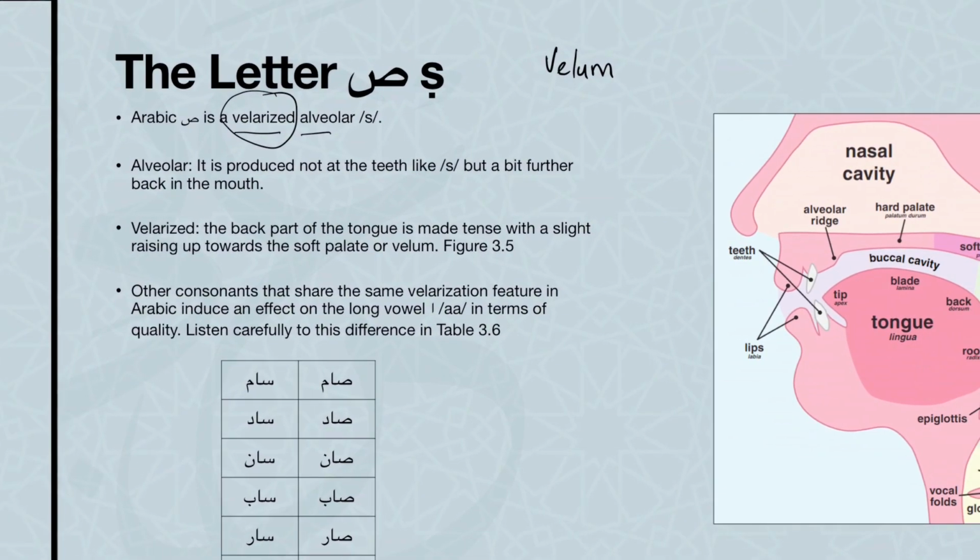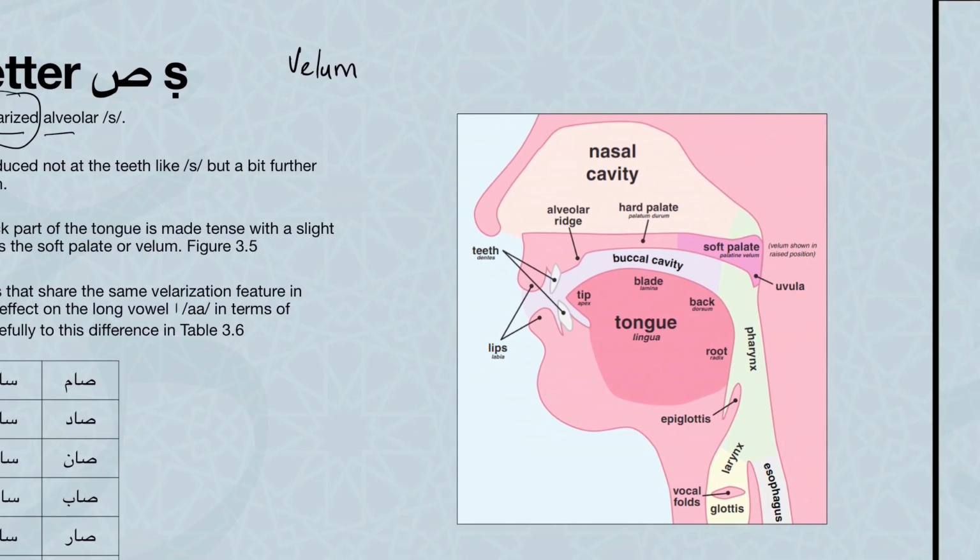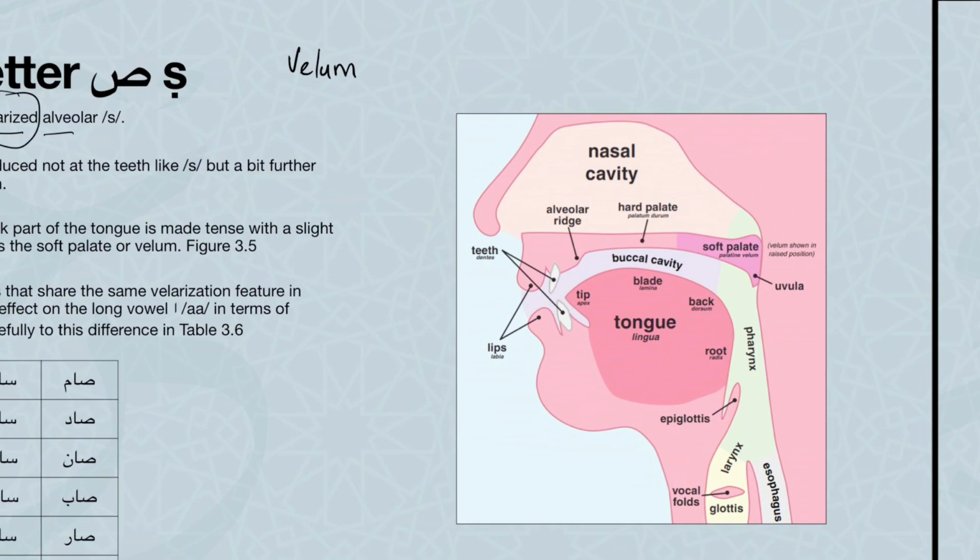So alveolar, we said that it comes here. Velarized, the back part of the tongue is made tense with a slight raising toward the soft palate or the velum. So as we said, when we tense our tongue and push it back towards this area, the o sound of the Sod happens. Because that's the only difference between it and Sin in Arabic. Sin doesn't have the o quality to it, while the Sod has. What makes it a different letter.